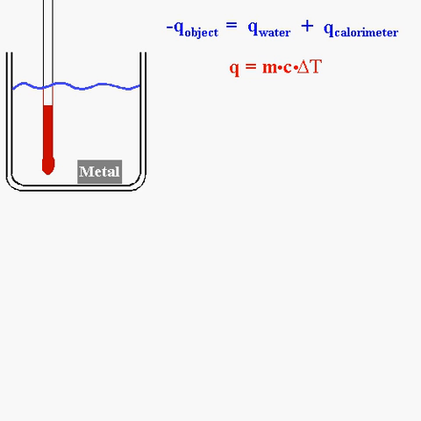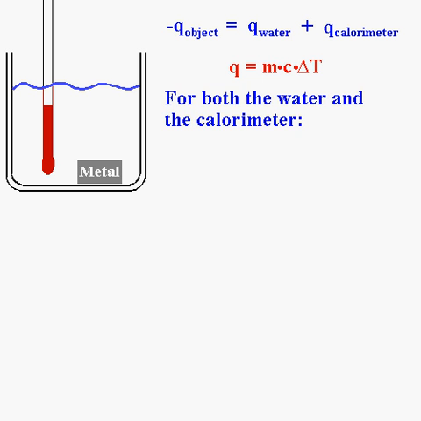Now, as is the case with all calorimetry problems, the water and the calorimeter are in constant contact throughout the entire experiment. So they start at the same temperature and they end at the same temperature. Therefore, for both the water and the calorimeter, the delta T is the same. It is simply the final temperature, in this case 24.2 degrees Celsius, minus the initial temperature, in this case 22.0 degrees Celsius. When we subtract those two, we get 2.2 degrees Celsius. Now we're ready to calculate Q water and Q calorimeter.